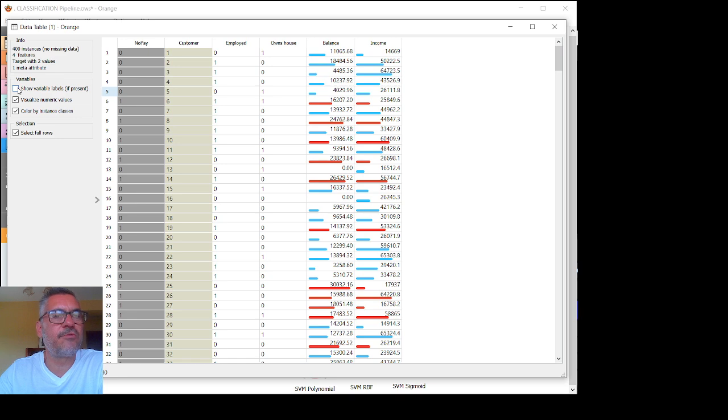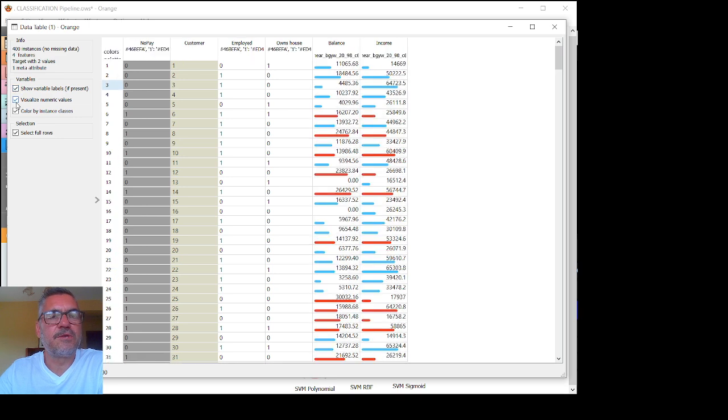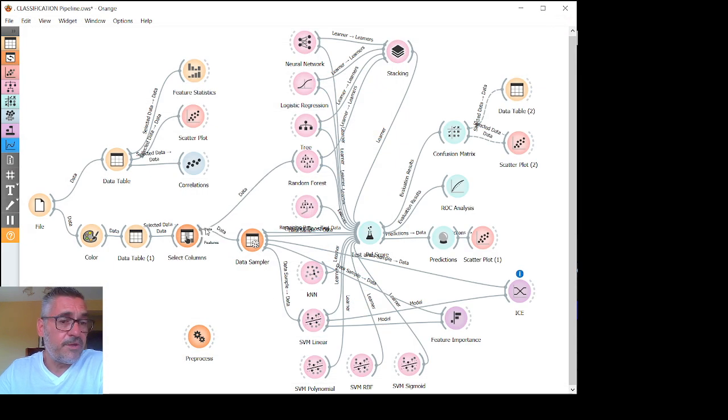We can change all these. As you can see here, visualize numeric values. Of course, all of this is very interesting to put in a report, a paper, a dissertation or a thesis, and very easy to produce. So this is the node data table.